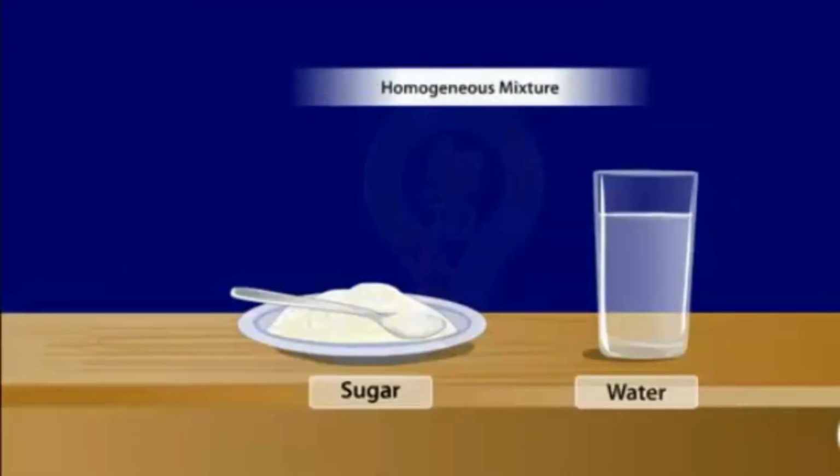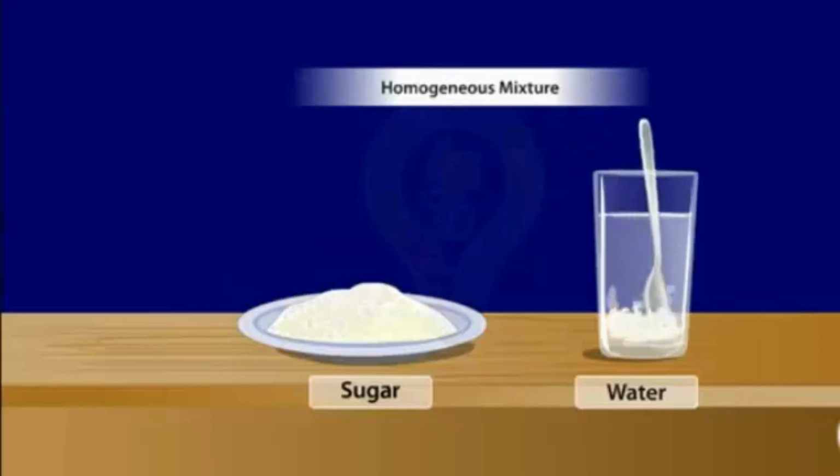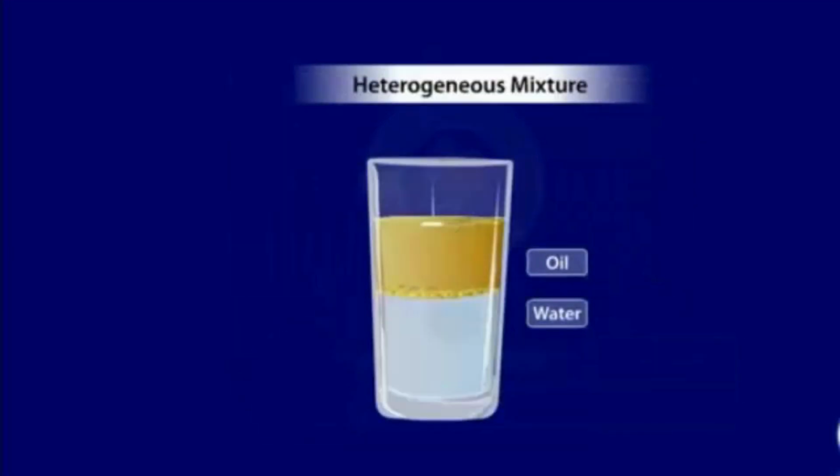There are two types of mixtures. Homogeneous mixture, a mixture whose components are soluble in each other. For example, when sugar is added to water, it dissolves, showing no signs of two different components. Other such examples are a mixture of milk, which contains water and cream, and a mixture of toothpaste.